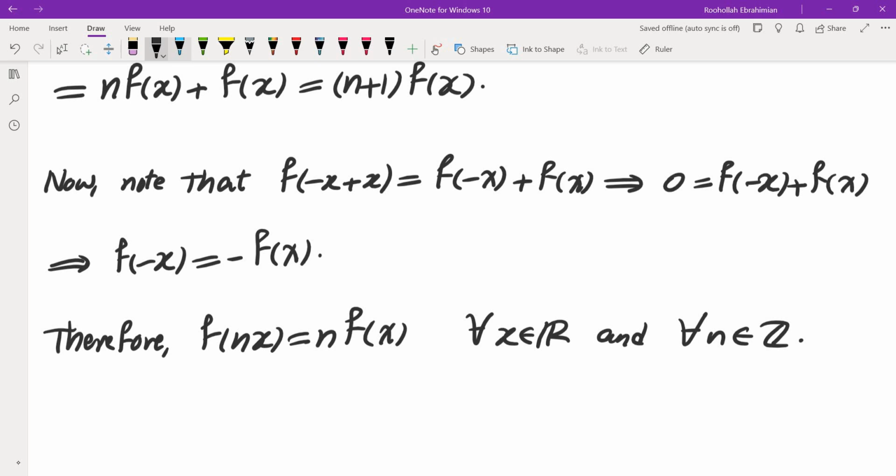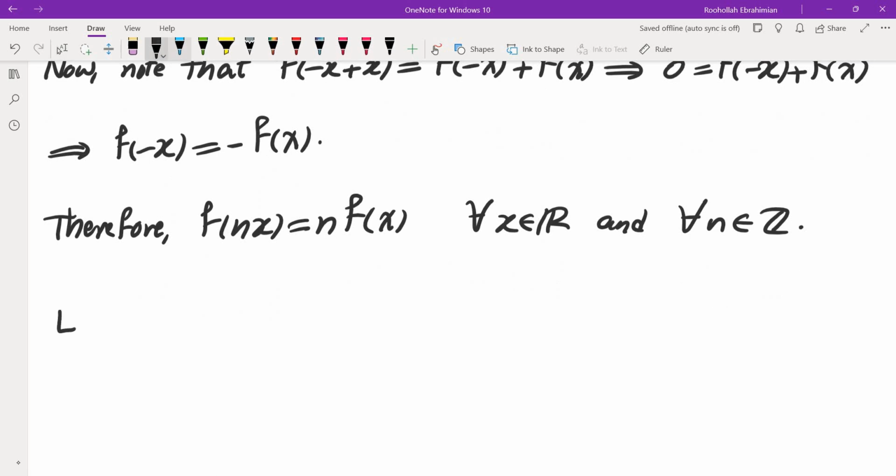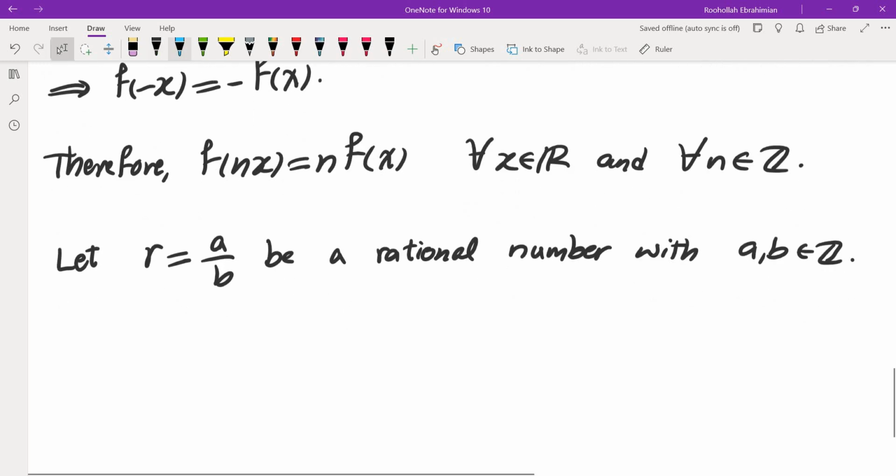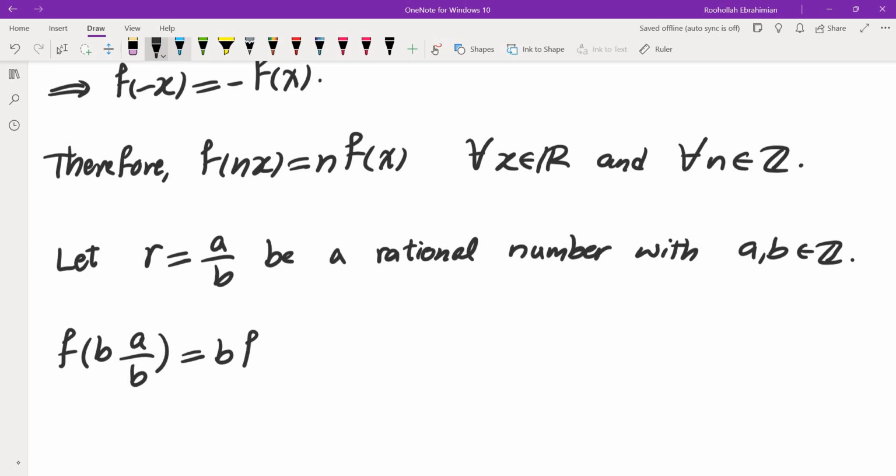So this only proves it for integers. I proved only f of n is equal to n f of 1. Now, how about rationals? So let r equals a over b be a rational number with a and b integers. The way we handled this was we added a bunch of copies of a over b to get to an integer. So f of b times a over b is equal to b f of a over b.